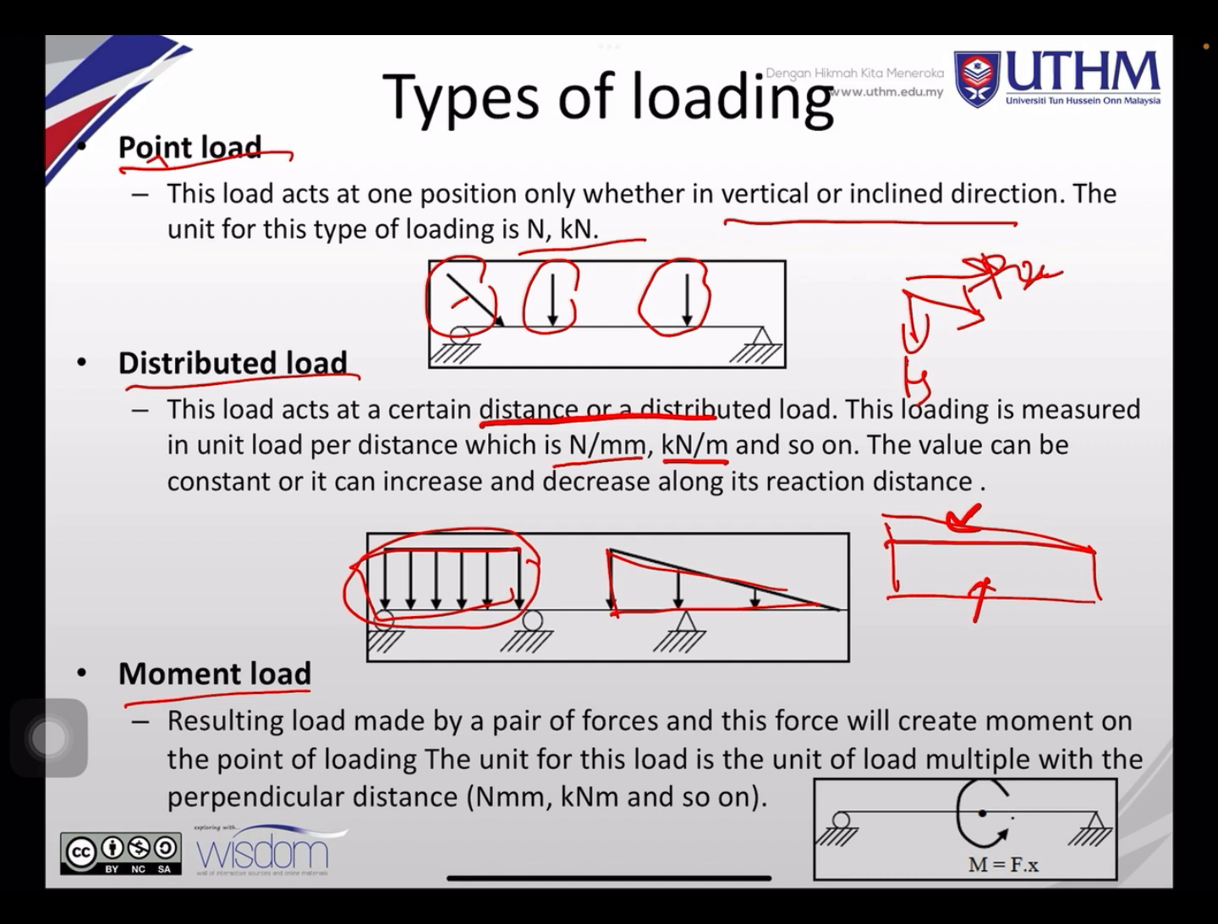Okay, so moment load is a resulting load made by a pair of forces, and this force will also create moment at the point of loading. The unit of this load is force multiplied by the perpendicular distance. So it's kilonewton meter or Newton millimeter. You can see that for point load it is kilonewton, for this one it is kilonewton per meter, and this one is kilonewton meter. Two different units.